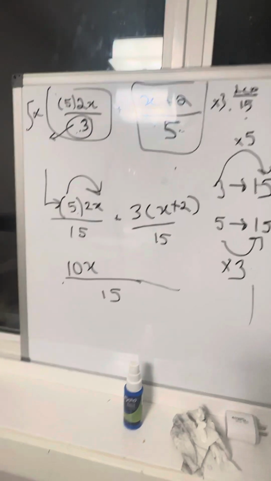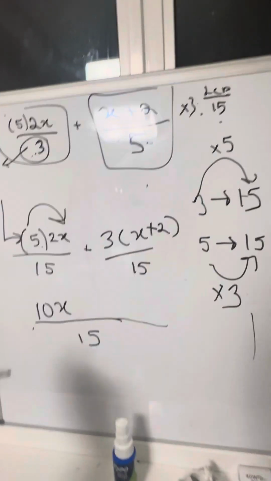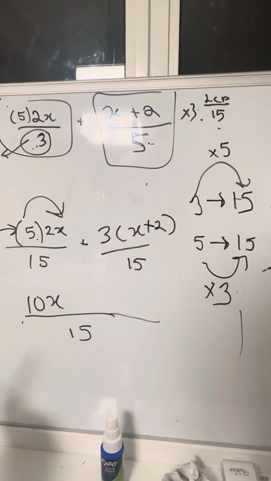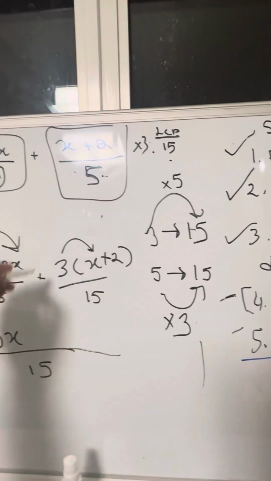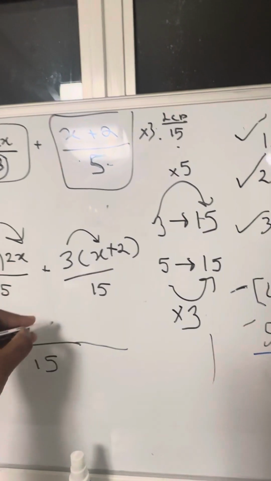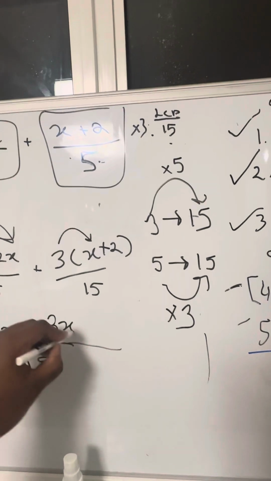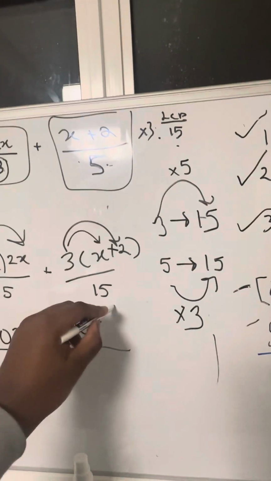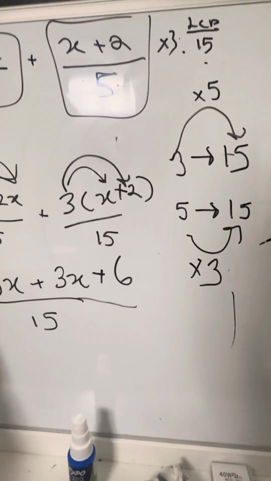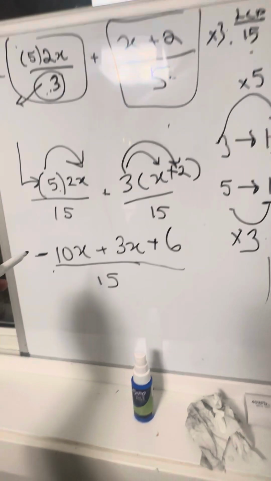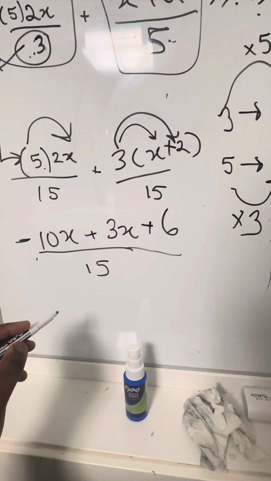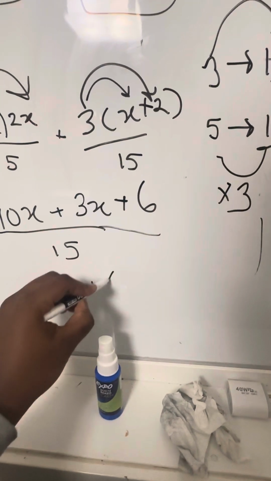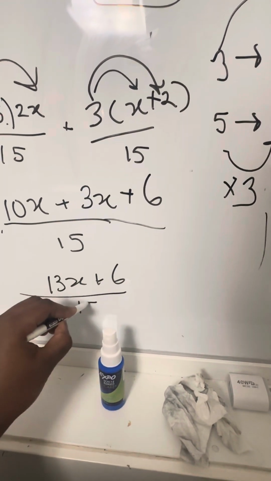Video got cut again. Sorry. But I was saying, now that you're adding them together, you can put it all under one denominator, if that makes sense. But basically, you're going to distribute 3 times x. That gives you 3x, and then distribute 3 times 2. That gives you 6. So then collect like terms, and then you're going to get 13x plus 6 over 15.